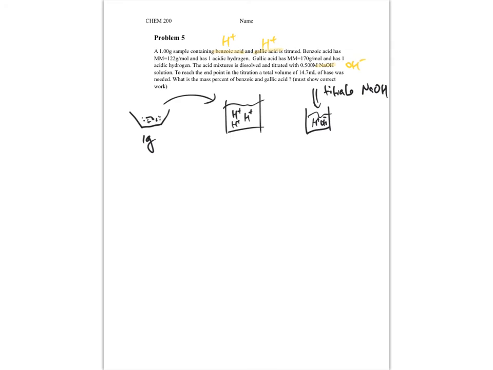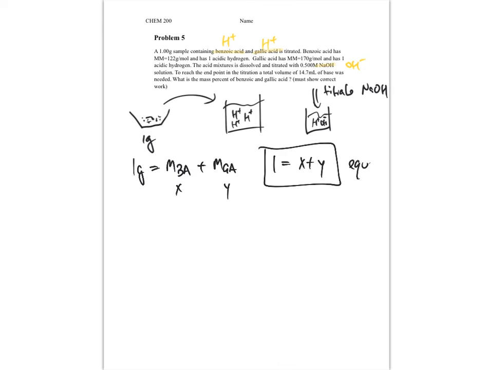So how do we solve this problem mathematically? Well, let's take a look. 1 gram sample is equal to the mass of benzoic acid plus mass of gallic acid. And just to make it simple, I'm going to use x and y here. So 1 is equal to x plus y. This is my first equation, but 2 unknowns. And in order to solve it, I need another equation. Well, where does the other equation come from? It comes from the titration. Well, what happens in the titration?